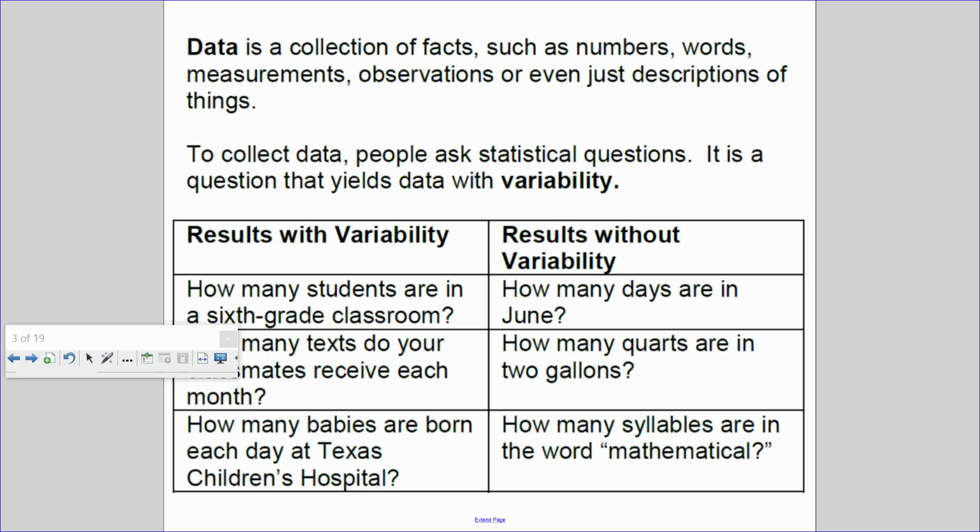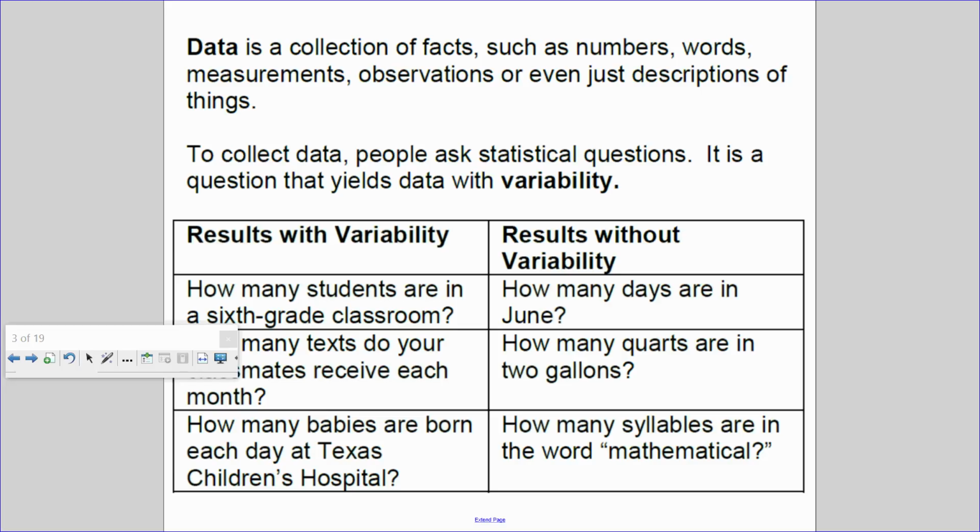So today we're going to be learning how to, actually for the next few weeks, we'll be collecting a lot of data. Data is a collection of facts such as numbers, words, measurements, observations, or even just descriptions of things. With this data, we're doing mostly numbers. With it, we're going to be able to describe it using mean, median, mode, range. We can make a table with it. We can make a dot plot, a stem and leaf.